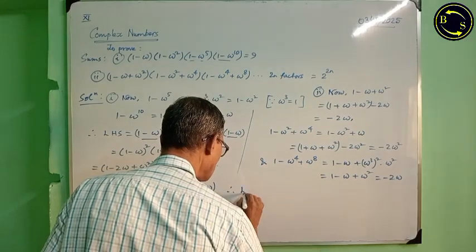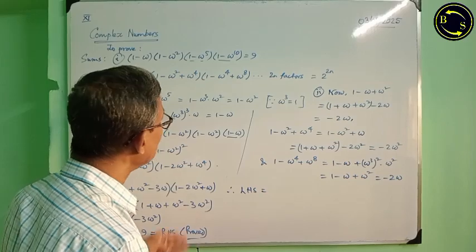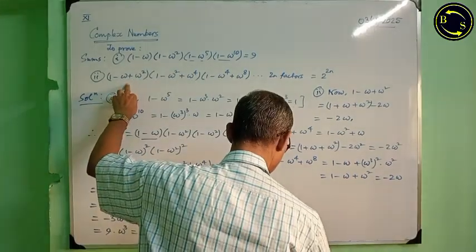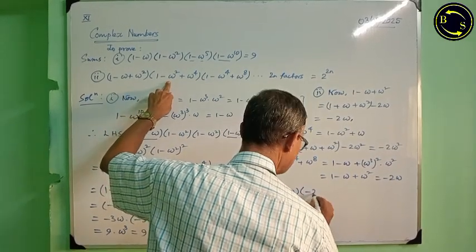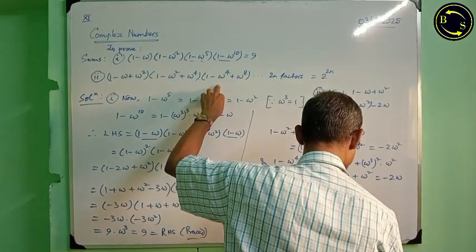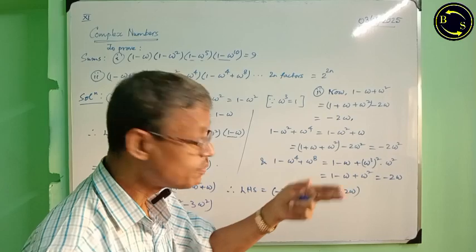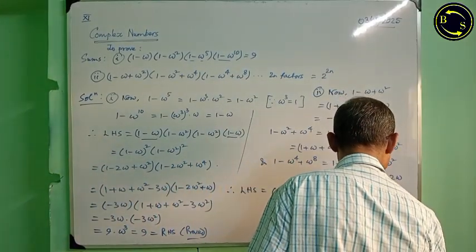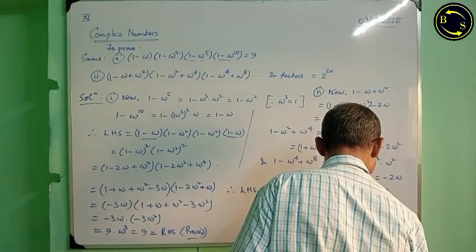Therefore, LHS. We now put the simplified values: for this, minus 2 omega, for this one minus 2 omega square, for this one again minus 2 omega. The successive values will be minus 2 omega square, dot dot dot, 2n factors.